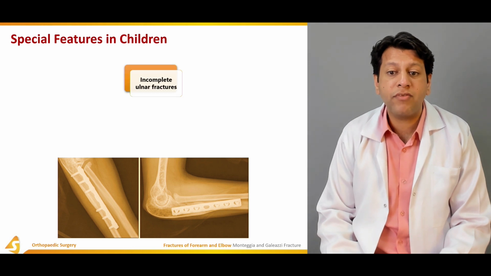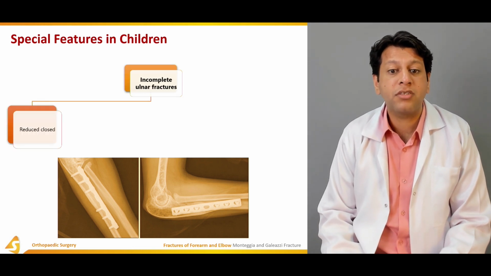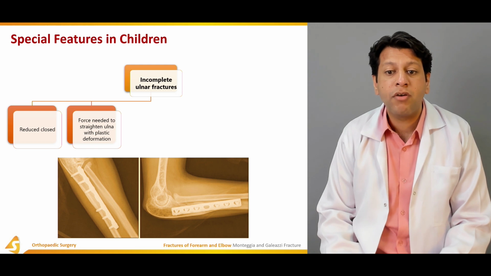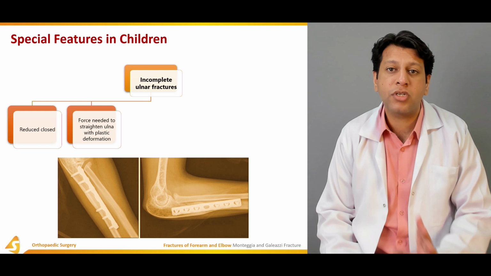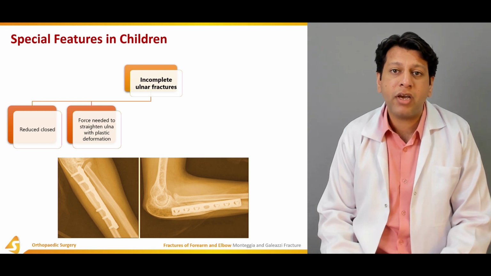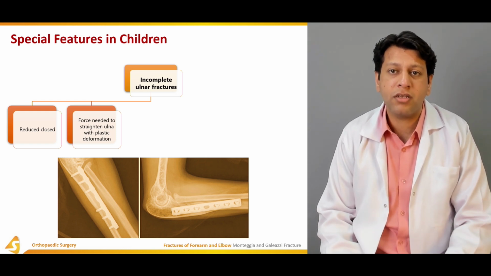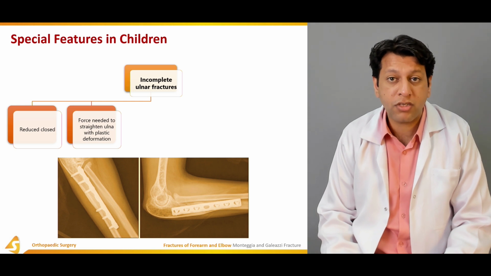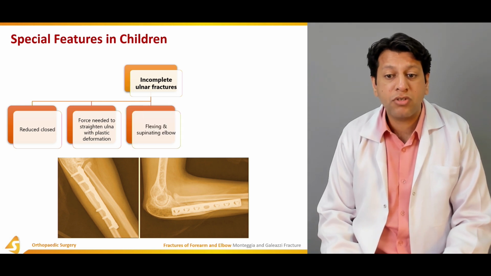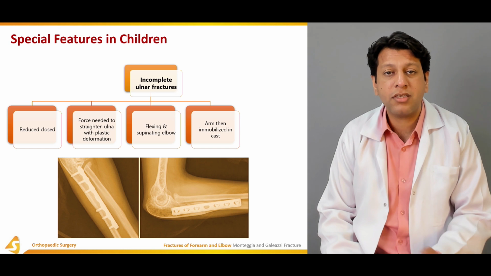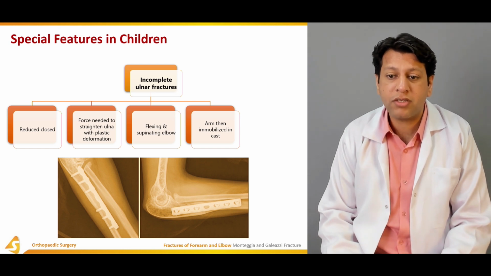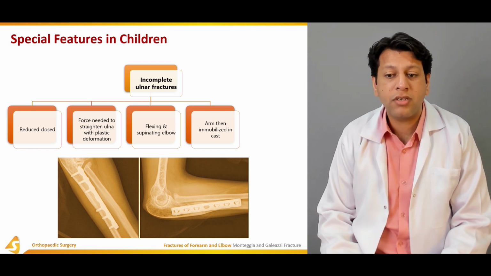The important point is that incomplete ulnar fractures are closed reduced. The force needed to straighten the ulna with plastic deformation of almost 30 degrees is acceptable if 5 years of growth potential is still remaining. Flexing and supinating the elbow would test the stability of the fracture, and the arm is then immobilized in a cast.